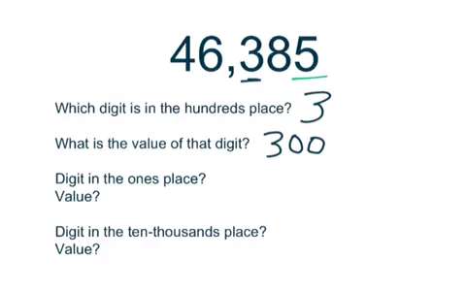How about the digit in the ones place? In the ones, the digit is 5, and since it's in the ones, it's worth 5 ones or 5. That's the value. And then the digit in the 10,000s place, the digit is a 4, but since it's 4 10,000s, it would be worth 40,000. I hope that all makes sense to you when we're talking about place value. We want to make sure that that's what you're understanding.